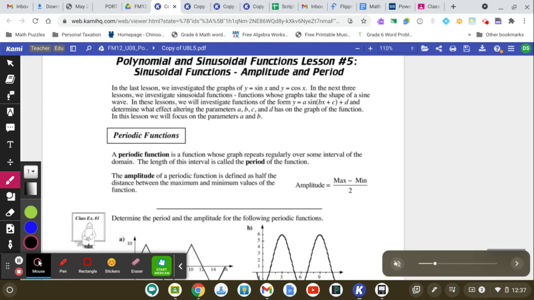In the last lesson, we investigated the graphs of sine x and cosine x. We did not look at cosine x. Just for fun, take your calculator and type in y equals cosine x in y2. Leave your y1 and just do y2. And tell me what is the same and what's different.